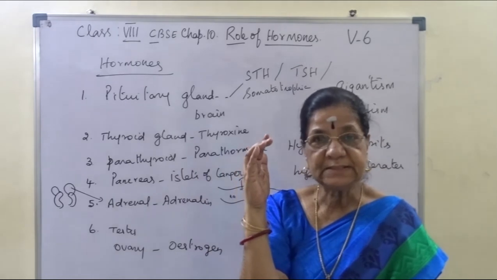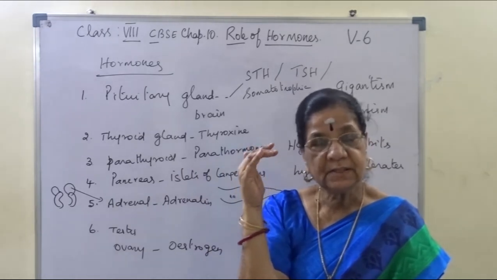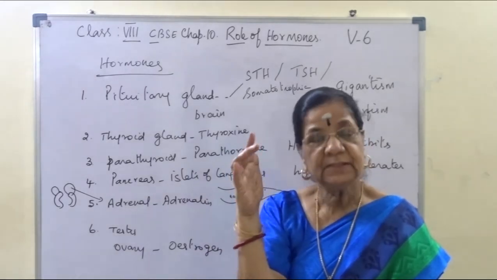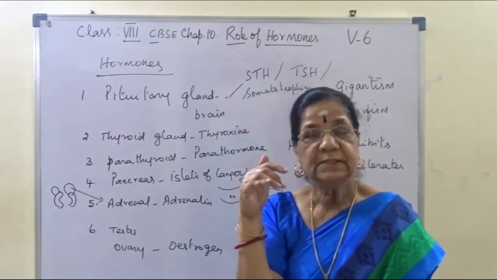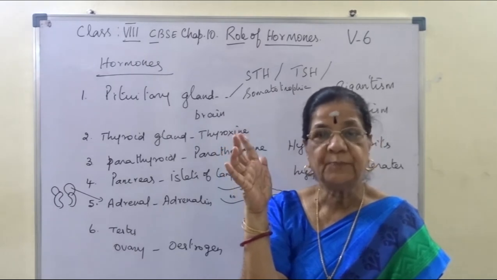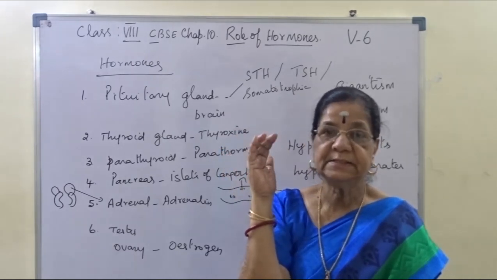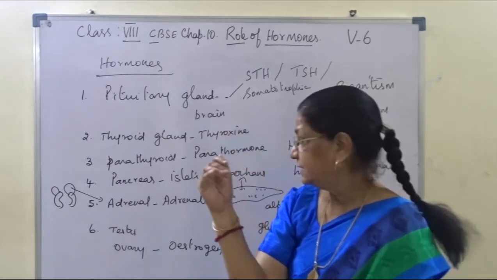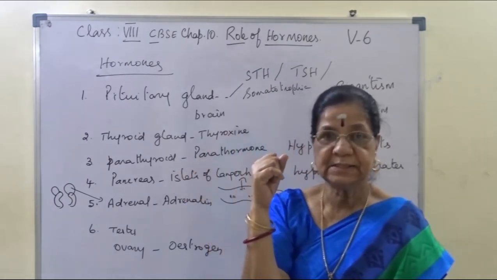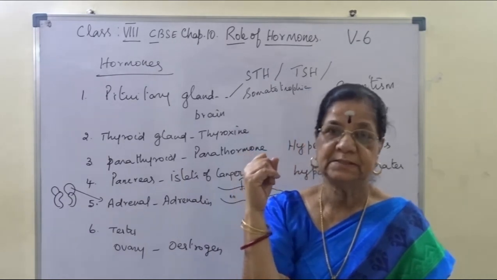So if the heartbeat is too high, adrenaline will reduce it. If it is too low, this will increase it. Okay. So whether for accelerating, increasing the activity or reducing the activity, adrenal gland secretion, adrenaline, is taken.